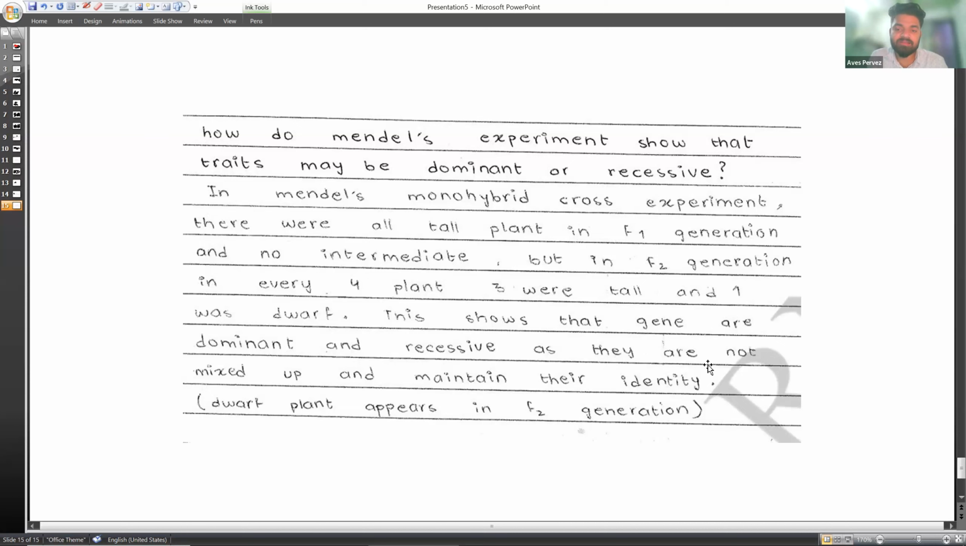Don't write it in brackets. This is the last statement. Just remove the bracket and add it here: maintain their identity as dwarf plants appear in F2 generation.